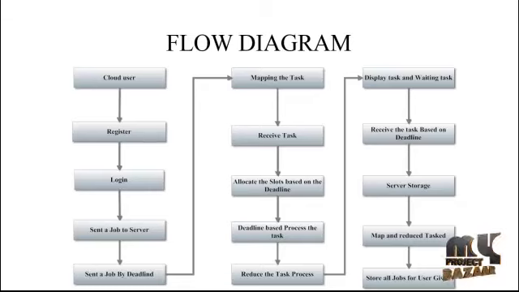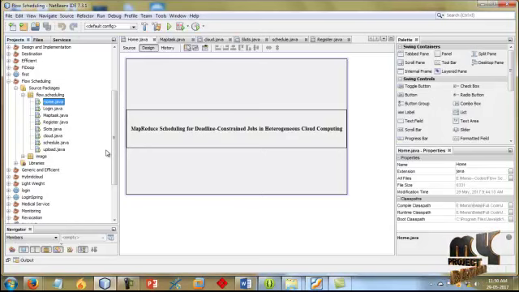The deadline-based receive task goes to the server storage, and the server storage maps and reduces the task and stores all the jobs for the user. The server storage stores all the details of the user and all the user's files on the storage device. Let's see the demo of our project.